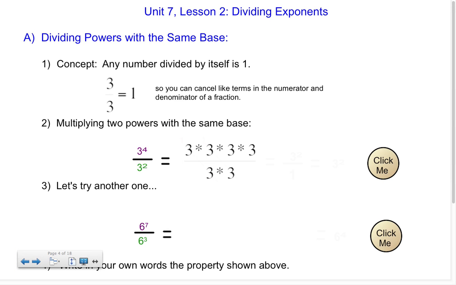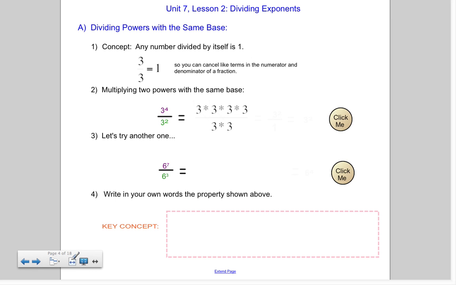Why don't we start with some things that we know? One thing that we know is that any number divided by itself is 1. That's going to be key when we start to discover this property that has to do with division. So obviously 3 divided by 3 is equal to 1, or any number that's the same on top as it is on the bottom.